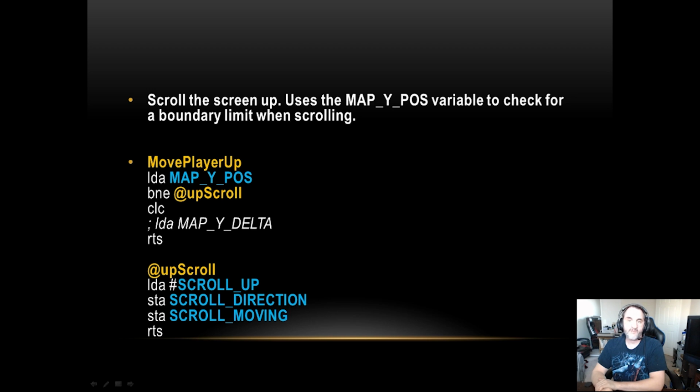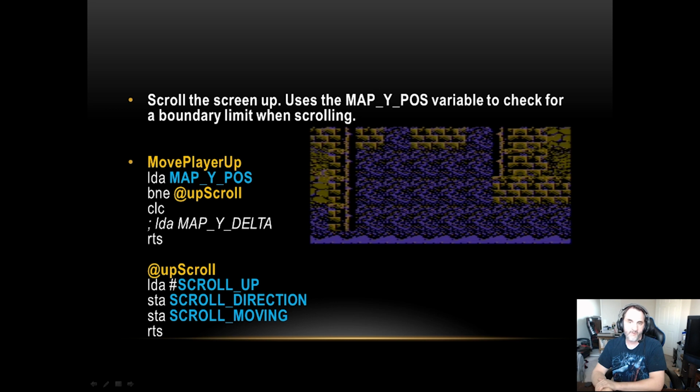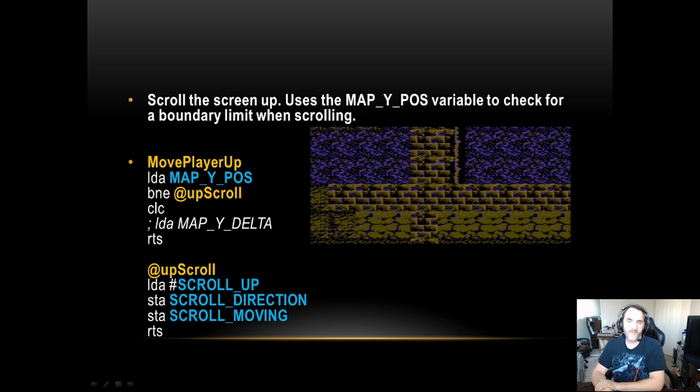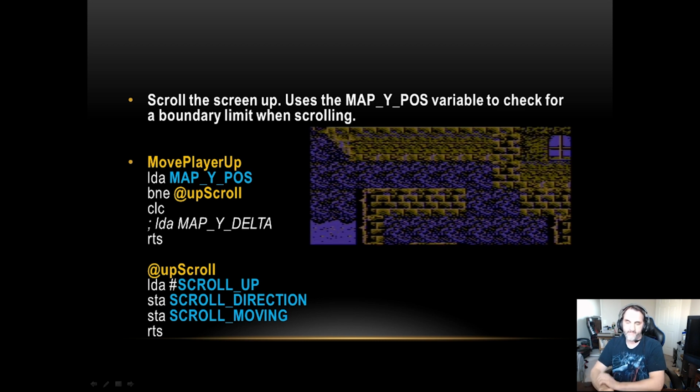And this one scrolls the screen up, uses the mapY_POS variable to check for a boundary limit when scrolling. And this is the up movement. So it's moving and detecting how far the screen can go up before it stops.